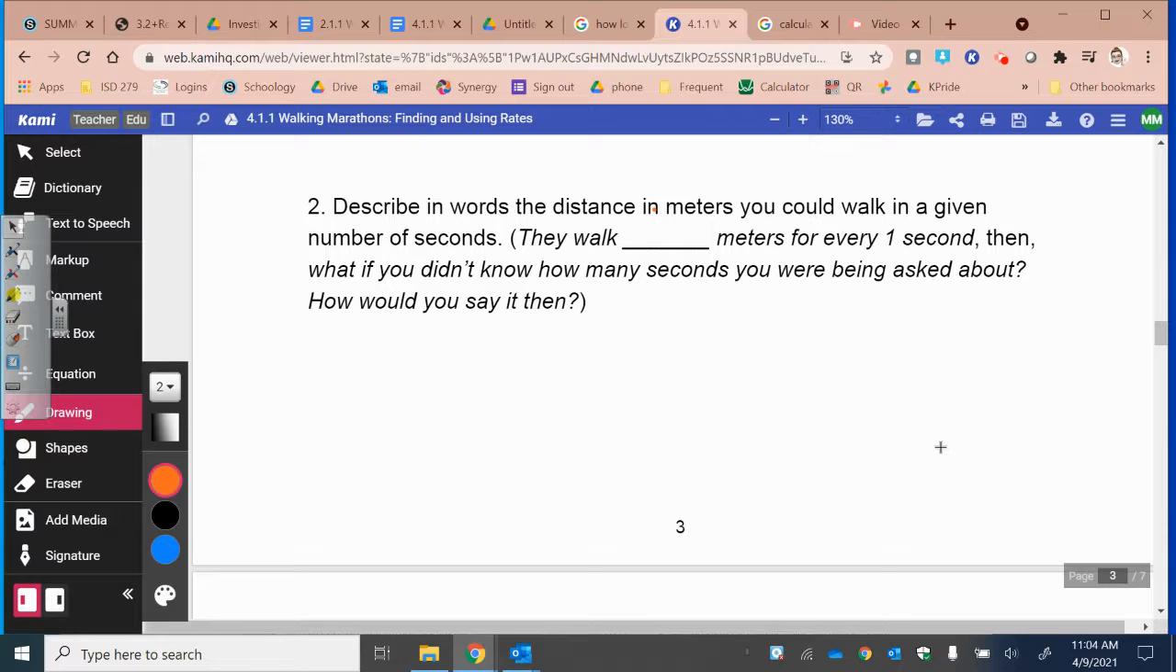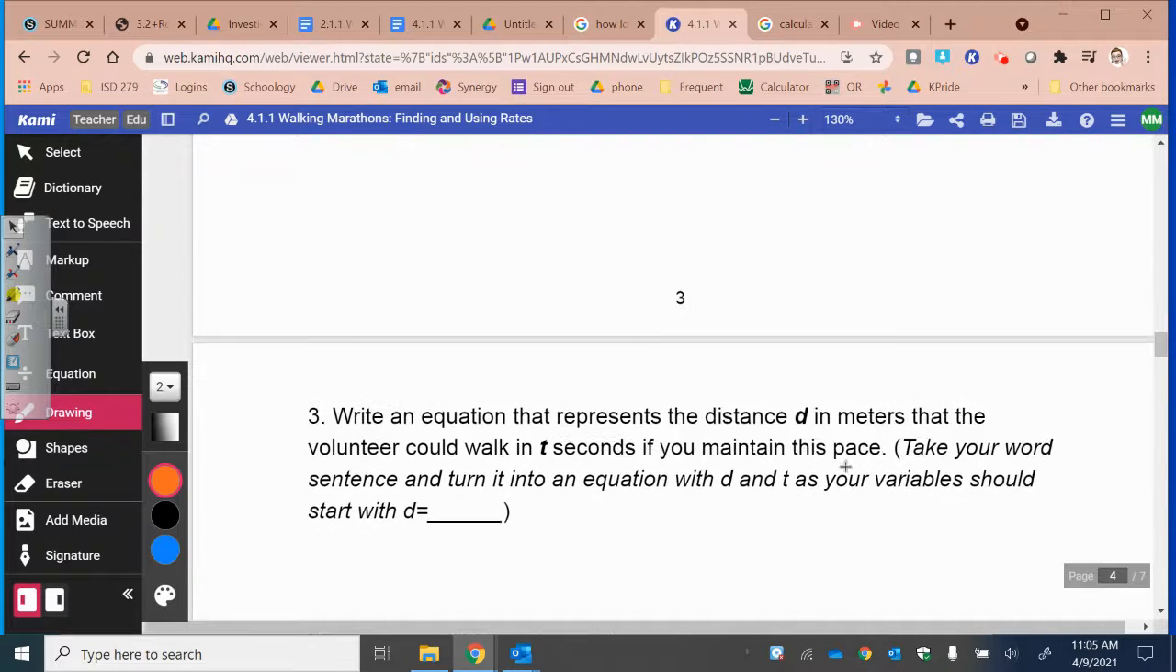So you could start with, they walk blank meters for 1 second. Then how do I calculate it for an unknown number of seconds? What would you do? Would you multiply? Would you divide? That's what you want to say.